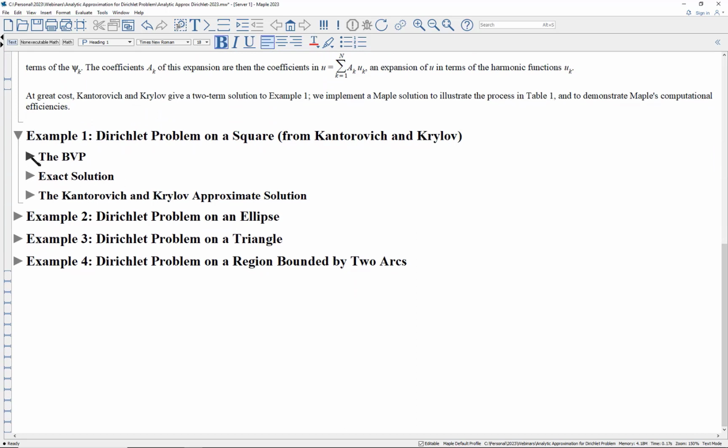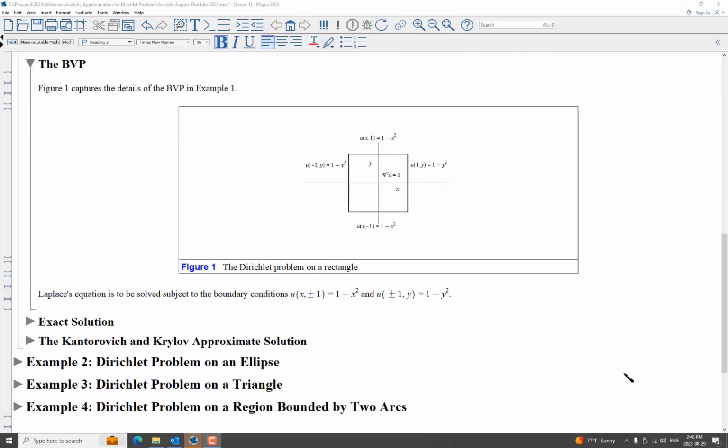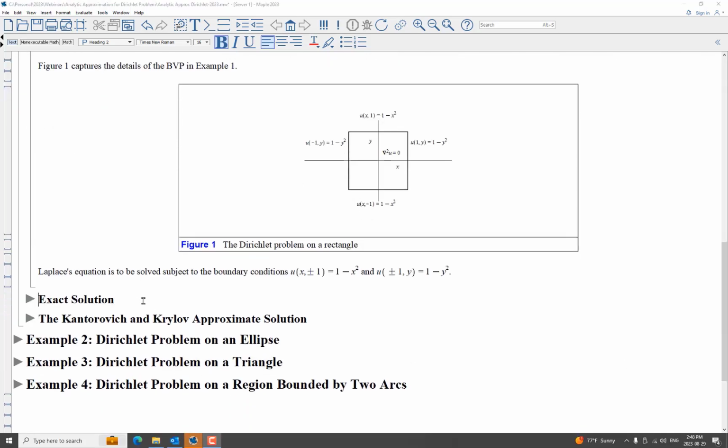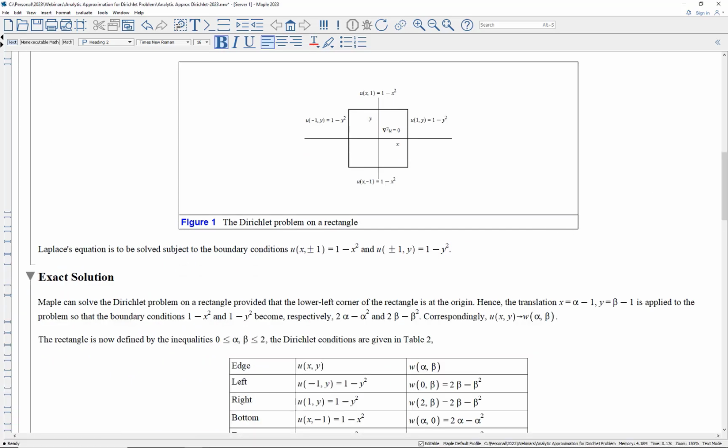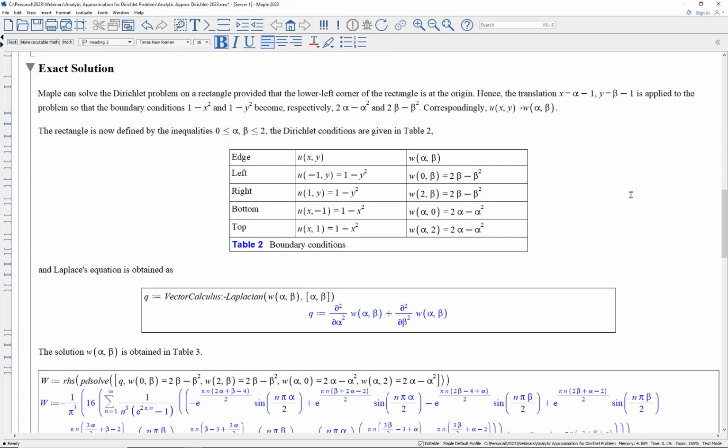Well, what is the boundary value problem we want to solve? Laplace's equation on a square from -1 to 1 in each direction. Boundary data, 1 minus y squared on left and right, 1 minus x squared on top and bottom. Now, Maple can provide an exact solution to this boundary value problem, and we'll find it so that we have something to compare to.